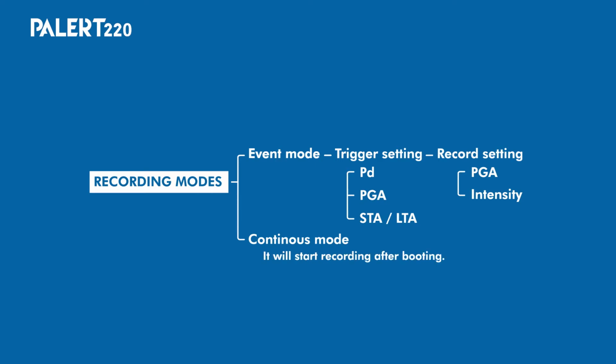The recording will only start when both conditions are met: reach the target recording setting and trigger setting. For instance, it needs to meet one of the trigger setting conditions, PD, PGA, or STA, and one of the record settings, PGA or intensity, in order to be recorded.